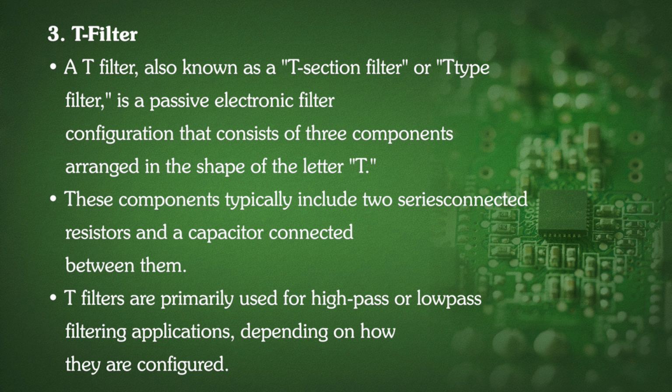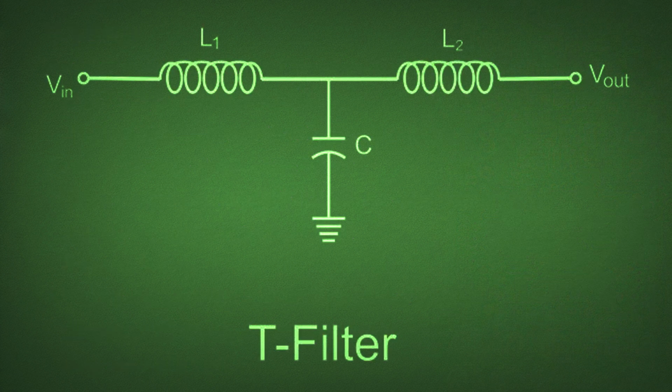So, the T filters are primarily used for high pass or low pass filtering applications depending on how they are configured. So, the following figure shows the circuit for T filter. In this, the three elements are connected in the fashion of T. So, that is why it is called as T filter.